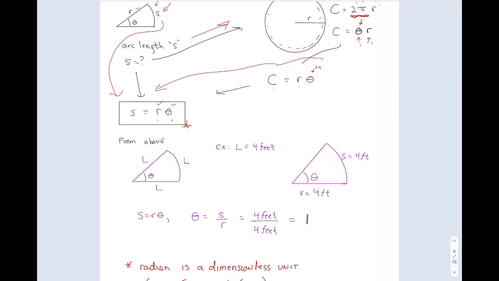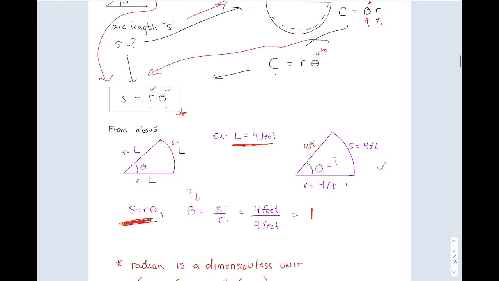So from the picture above, here are my shoelaces, all of length L. My radius was length L, and my arc length was length S. Let's say each of these shoelaces was 4 feet. So here's my shoelace picture: 4 feet, 4 feet, 4 feet. And I want to find the angle, so I'm going to solve this for theta. Theta is the arc length over the radius. So my arc length is 4 feet, and the radius is 4 feet.